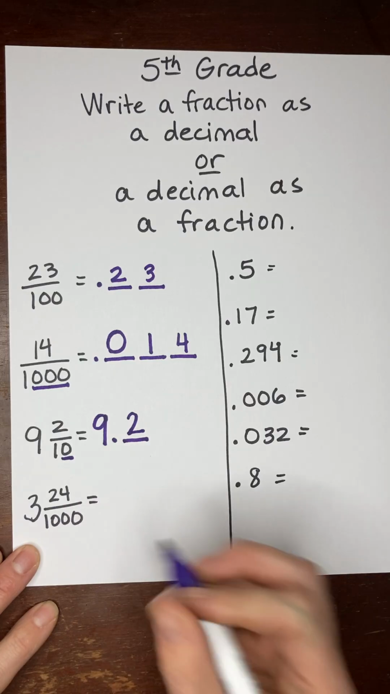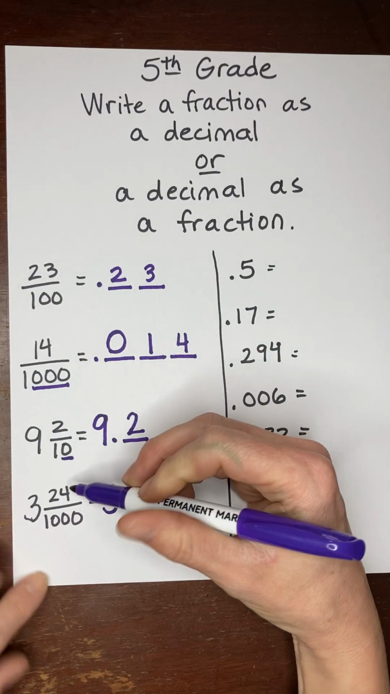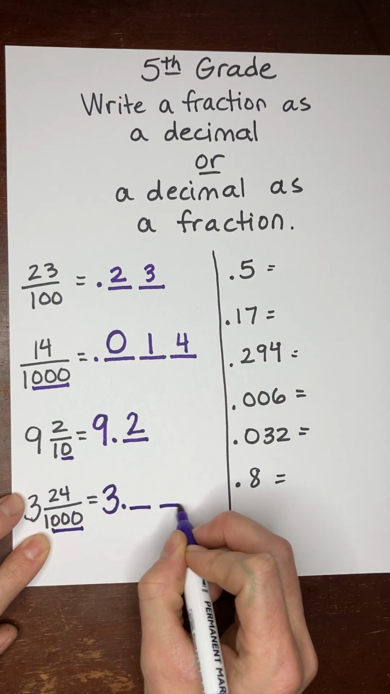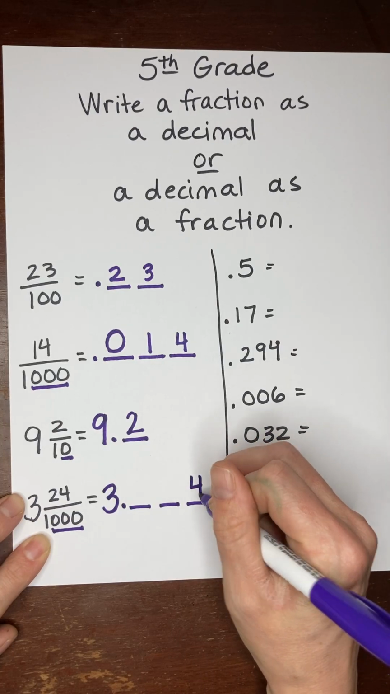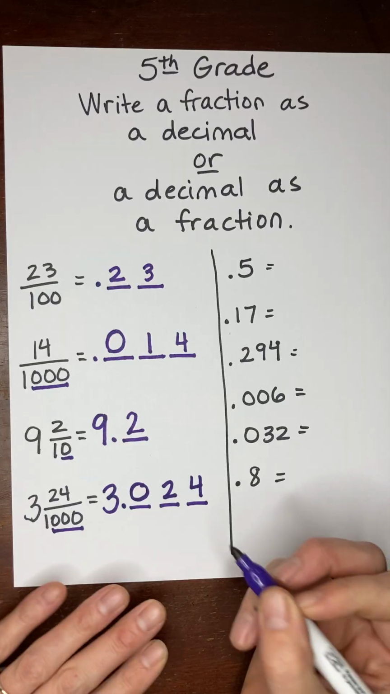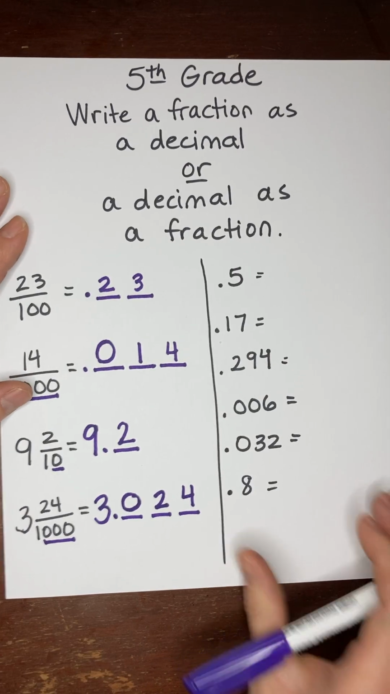3 and 24 1,000ths, so I'm going to go ahead and write my whole number 3, my decimal point, and then 24 1,000ths. 3 zeros tells me 1, 2, 3 places, and the 24 has to finish in the last place. So 4, 2, and when I have a gap, I'm going to go ahead and put a 0. So 3.024 is my decimal equivalent.